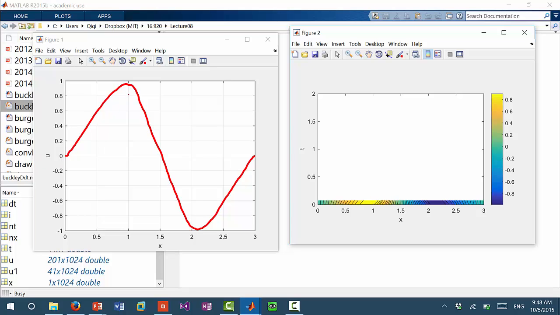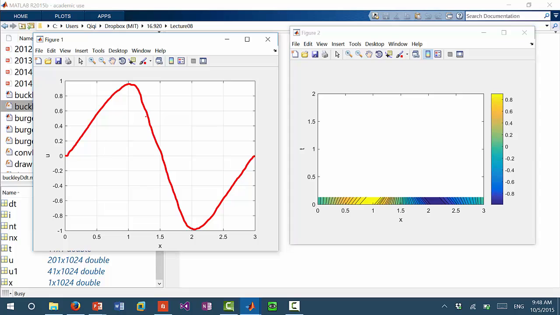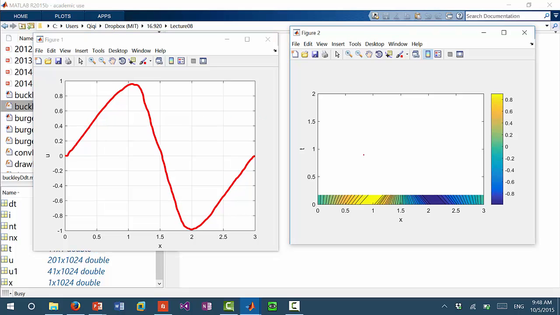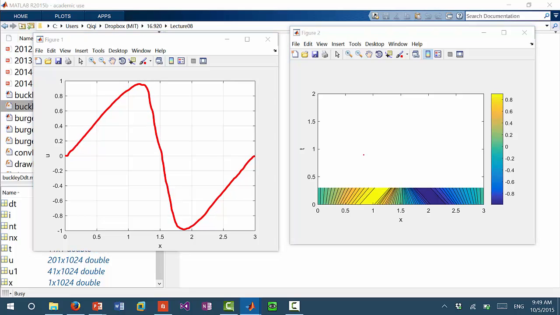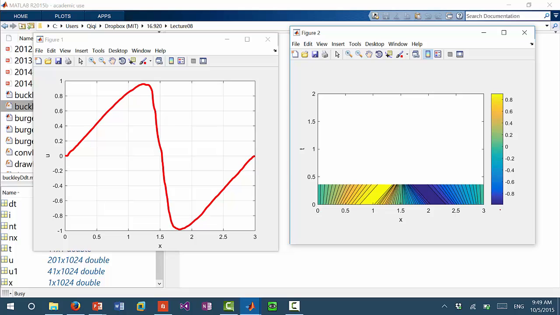On the left-hand side, I'm drawing the solution as a function of space. And on the right-hand side is a space-time plot that we're going to use a lot, both in demonstrating the numerical solution and in analyzing the behavior of the equation. We see time going in the vertical direction and space going in the horizontal direction.